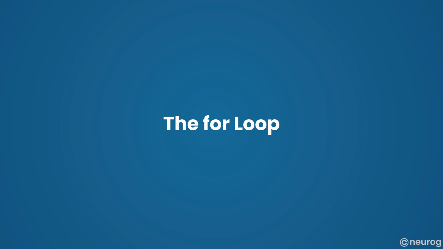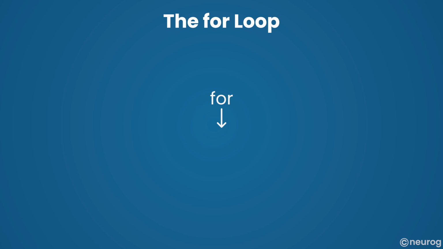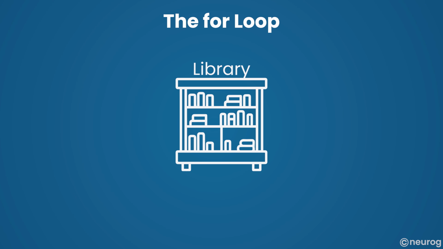Next, we have the for loop. The for loop is ideal for iterating over a sequence or collection of items. Think of a library. The for loop is like checking each book on the shelf one by one.